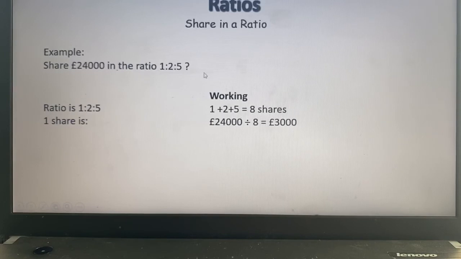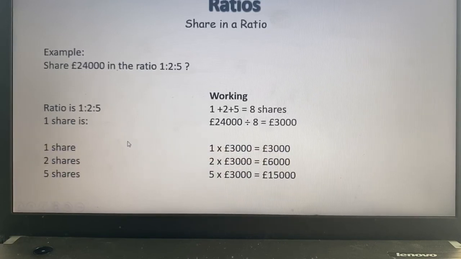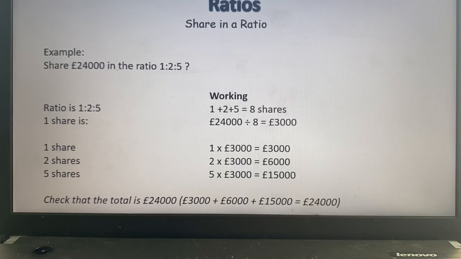And then we just apply that 1 share across each ratio. So 1 share, our 1, was 1 times 3,000, which is still 3,000. 2 shares for the 2 part of the ratio is 2 times 3,000, which is 6,000. And 5 shares is our 5 times 3,000, which is 15,000. And again, we can check that those all add up to our £24,000, which they do.